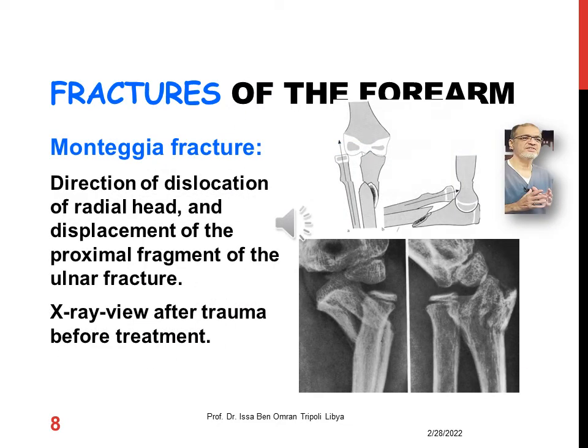Another example of the Monteggia fracture, a comminuted fracture. We see here the direction of the dislocation of the radial head and the displacement of the proximal fragment of the ulnar fracture. This is the X-ray view after trauma and before treatment. It's a complicated case, a comminuted fracture.